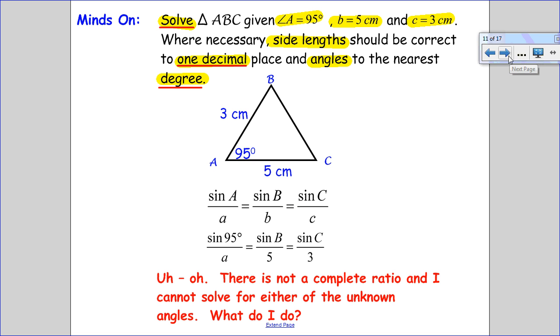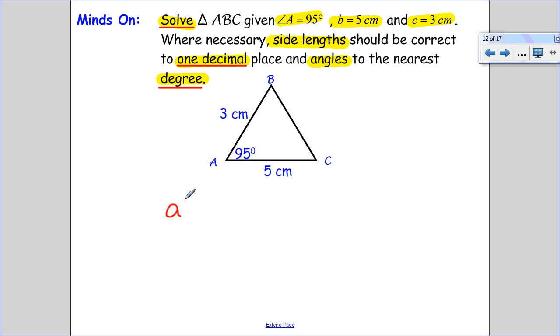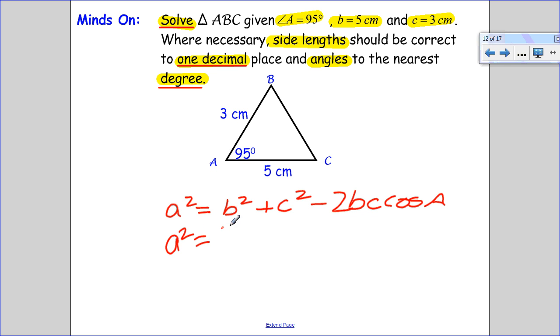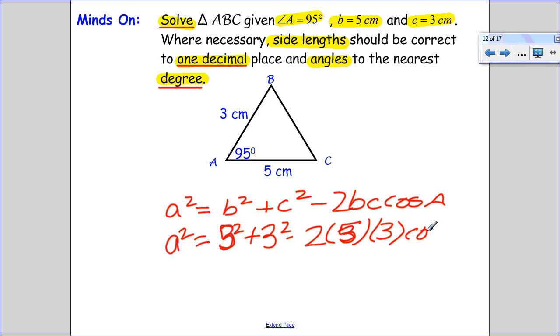So if I go back to this lovely question here that would not work with the sine law, I have 2 sides and the angle in between them, known as a contained angle. That tells me right off the bat that I can use the cosine law to solve for side A. So I can say a squared is b squared plus c squared minus 2bc cos of angle A. So a squared is 5 squared plus 3 squared minus 2 times 5 times 3 times the cos of angle A.